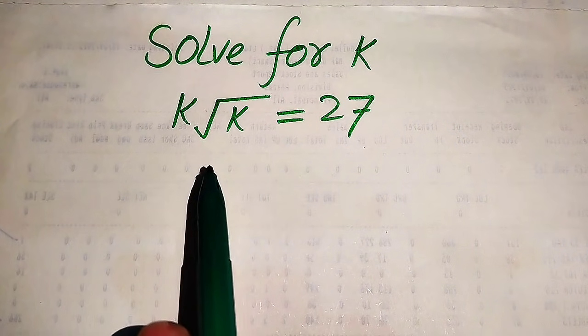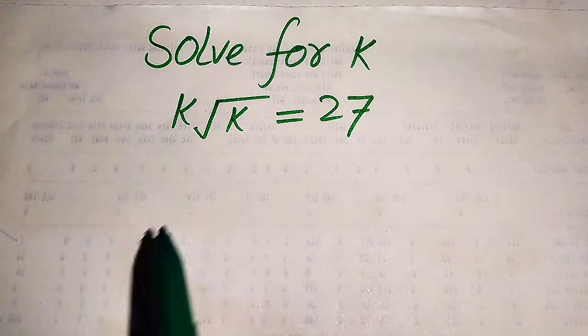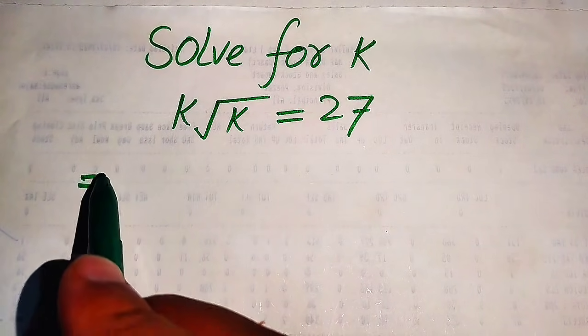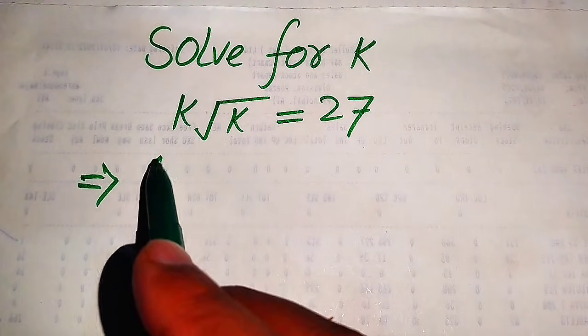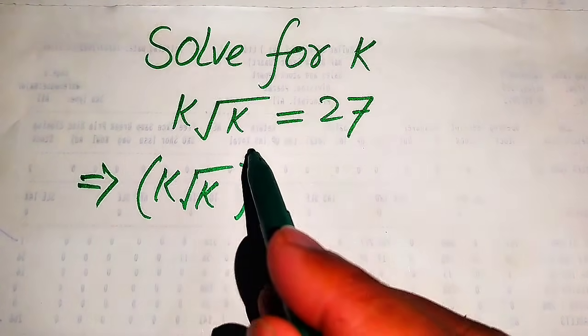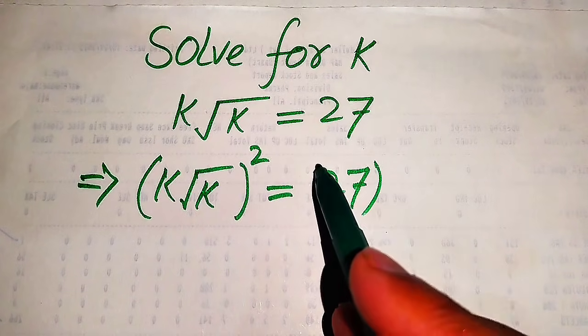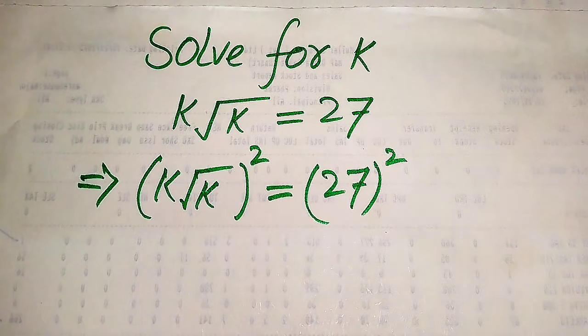Now, the very first thing we are going to do is remove this square root sign from the left hand side. In order to remove this square root sign, we need to take squaring on both of the sides, so that when we apply squaring on both sides, it will be written in this form. This is 27 and its whole square.